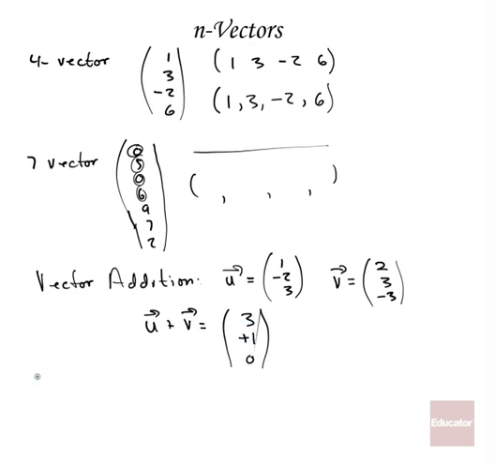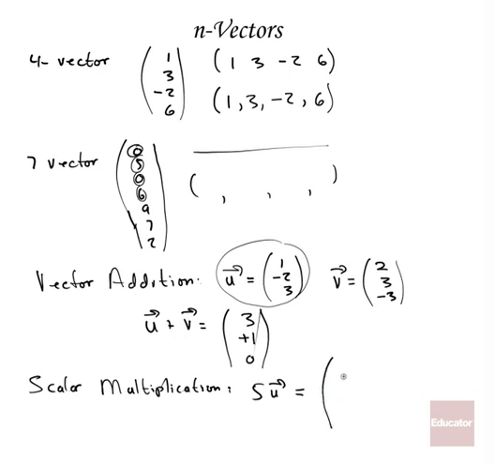If we do scalar multiplication, when we take a vector and multiply it by a scalar, a regular number, let's use u again. If I want to do 5u, I just multiply everything in there by 5. 5 times 1 is 5, 5 times -2 is -10, 5 times 3 is 15. So 5u equals, and it's a 3-vector, nothing changes, 5, -10, and 15. So vector addition and scalar multiplication are just like when we did them for vectors in the plane. You just have more numbers.